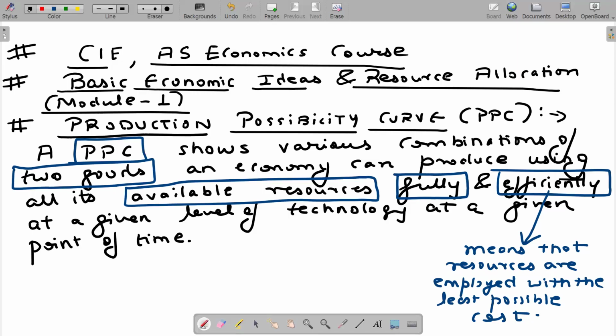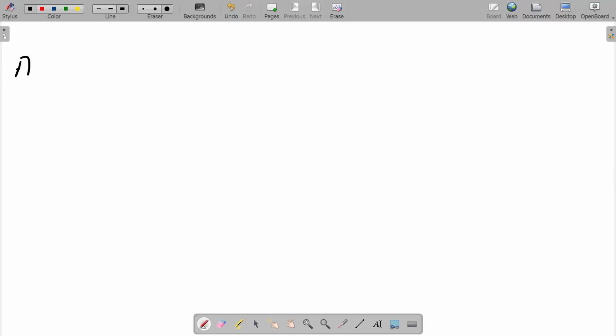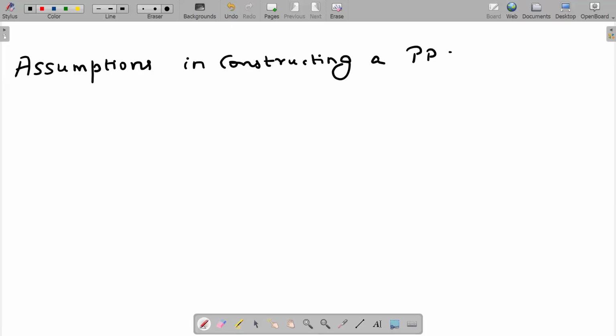When I'm making a production possibility curve, we make one production possibility curve based on some assumptions. Erasing all this off, I can write: assumptions in constructing a production possibility curve, PPC.